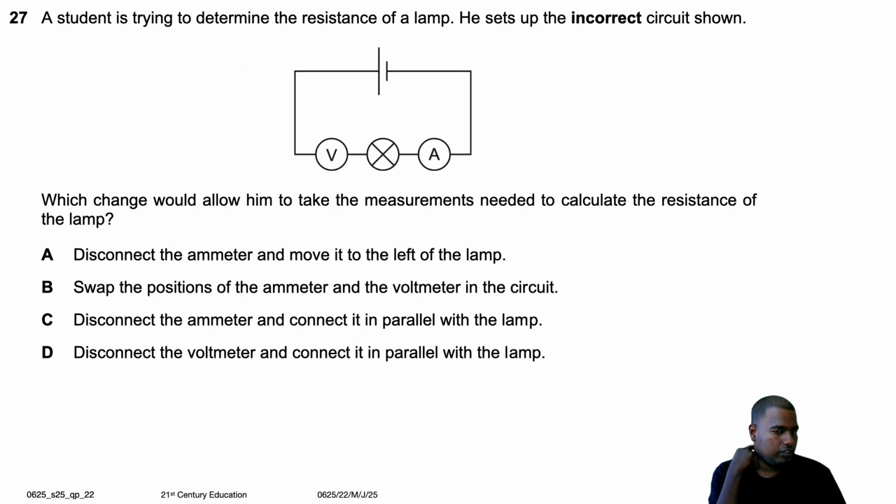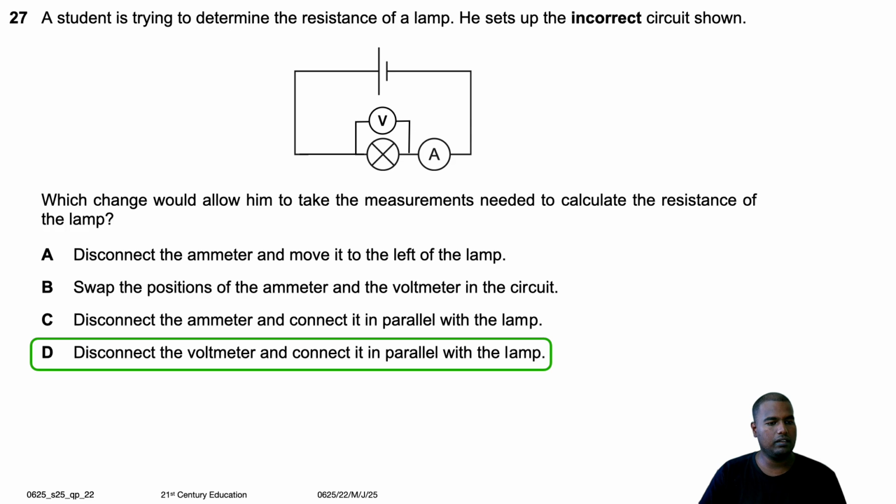A student is trying to determine the resistance of a lamp. He set up the incorrect circuit. He tried to measure the resistance by V equals IR, R equals V by I. So he needs the voltmeter reading and the ammeter reading. The problem is the voltmeter is in series. It has to be in parallel. So we disconnect the voltmeter and connect it in parallel with the lamp. Super.